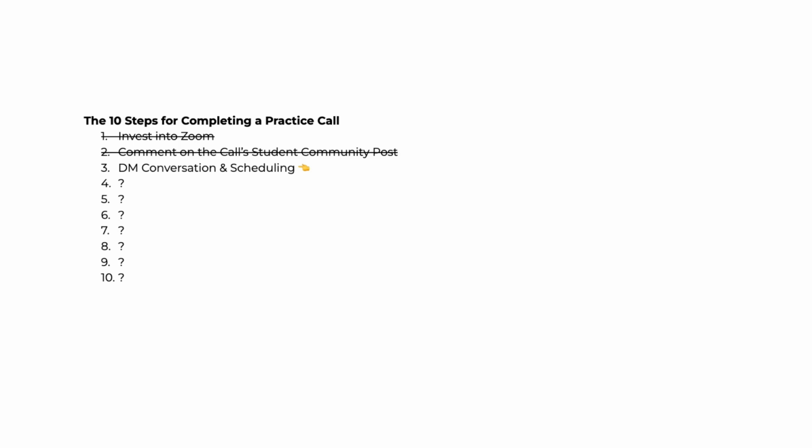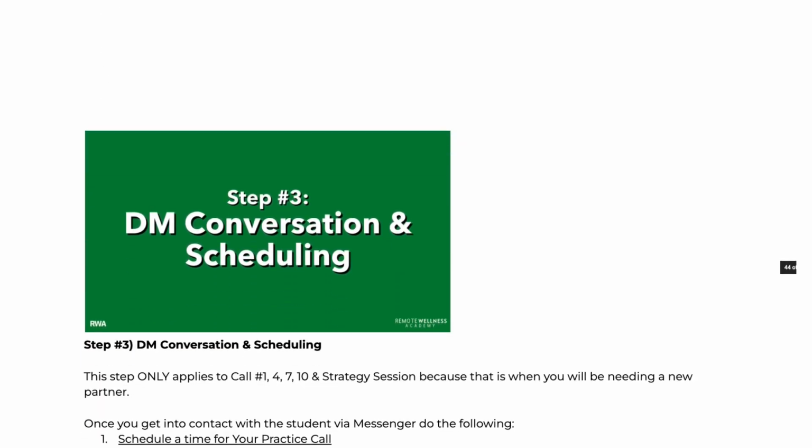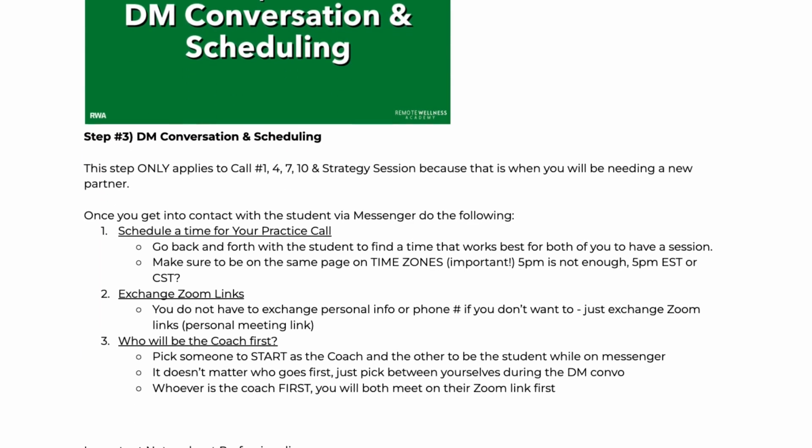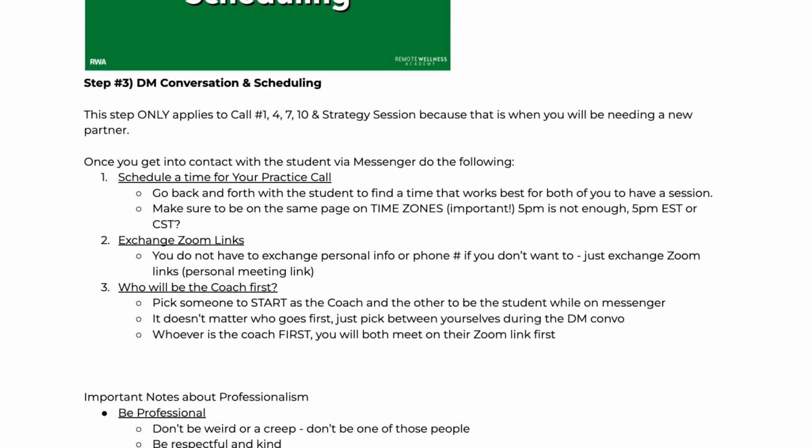And then step number 3 is going to be about the DM conversation and scheduling. So let's go ahead and talk about that right now. Direct message conversation and scheduling. So again, this only applies to call 1, 4, 7, 10, and strategy session, because you will not be needing a new partner for all of the other ones. Only for those beginning ones you're going to need, okay?